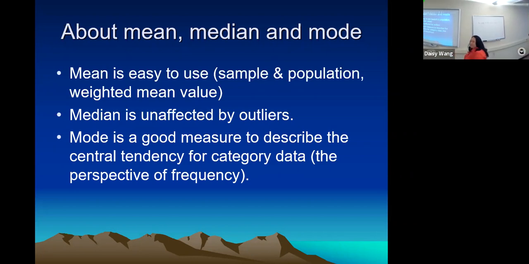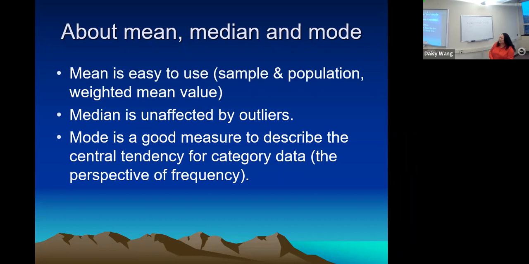There's a median income. So maybe the average income is 100K, but the median might be 60K. So it means 50% of people make less than 60K, 50% of people make more than 60K. So that's the median. It's probably closer to what the majority of people are making. But the average, the mean might be 80K because we have people making billions of dollars, right? So they make the average higher. So when we have outliers, median might be a better indicator.